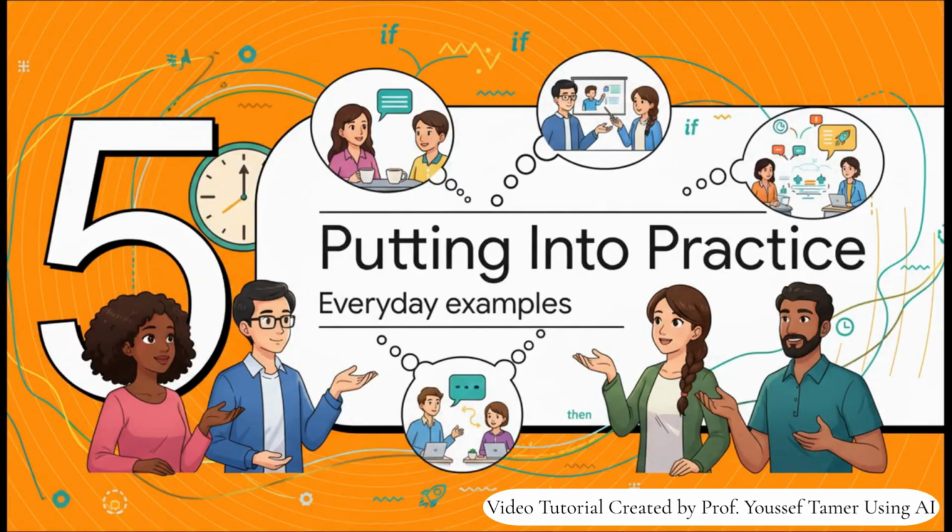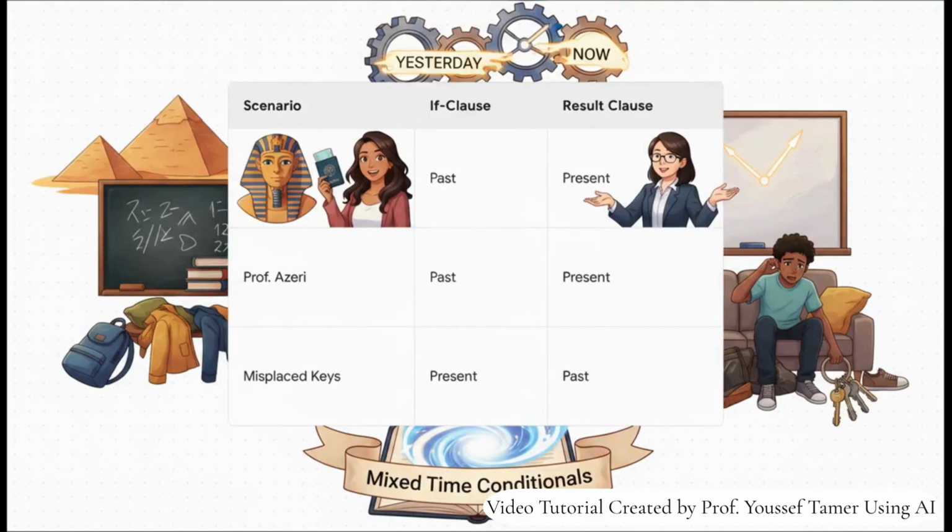Okay, let's shift gears into Section 5, putting it into practice. So, the crucial point is how often we actually use this. Let's organize some scenarios into a clear table. Look at Lynn in Egypt. Her passport renewal was an earlier past action, but her being in Egypt is a present result. Professor Azuri's teaching assignment, again, earlier past action, but her happiness is the present result. And the misplaced keys? Actually, scratch that. That one's reversed. That's a present trait of being a disorganized person resulting in an action an hour ago. We are literally mixing yesterday with now all the time.